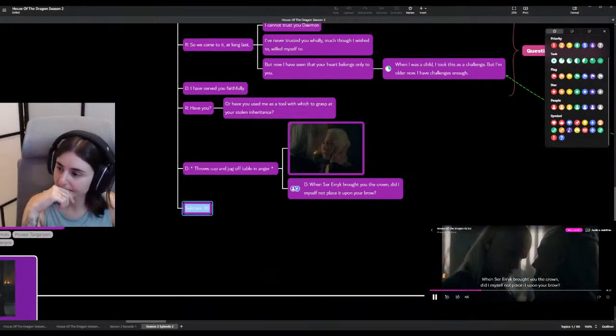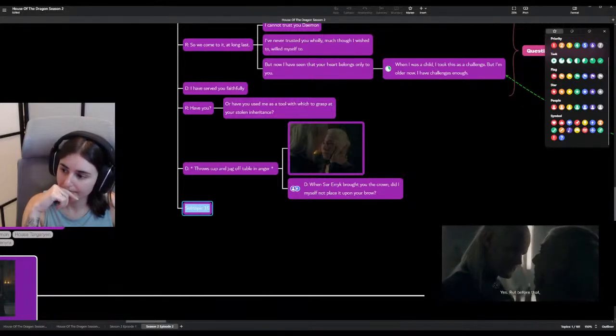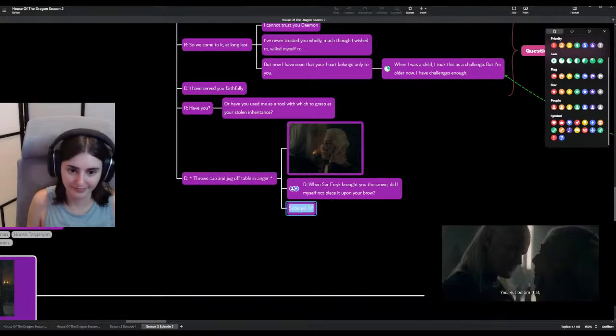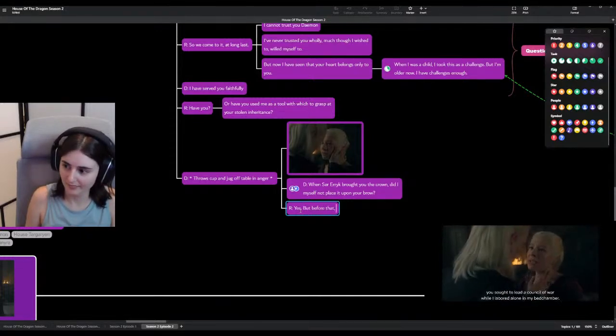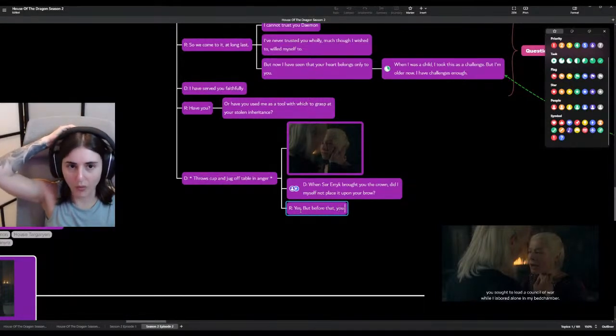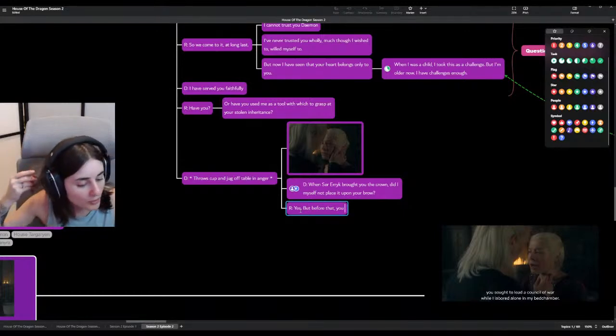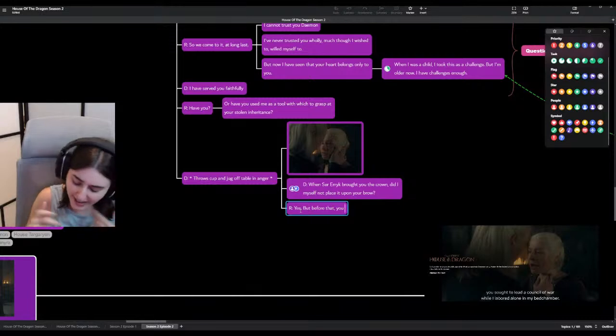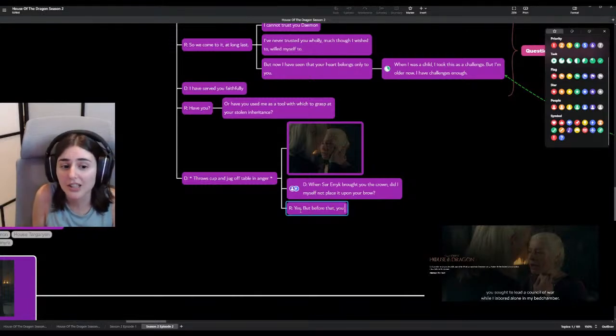Okay, cool. "Did I myself not place it upon your brow?" "Yes, but before that, you sought to lead a council of war." Yeah, he sought to lead a council of war on their behalf. He was good to go for a war, but that's because he was willing to fight a war for you. But again, yes, that does suit his motives. It just so happened that he wanted war too.